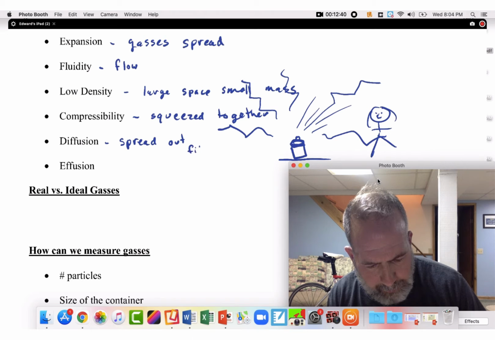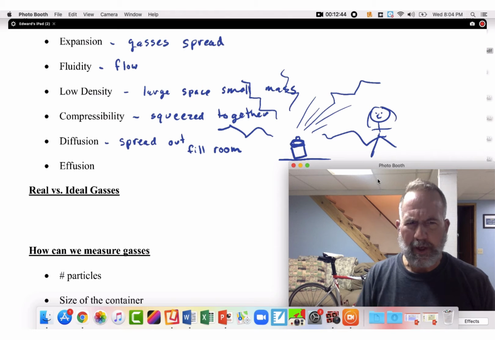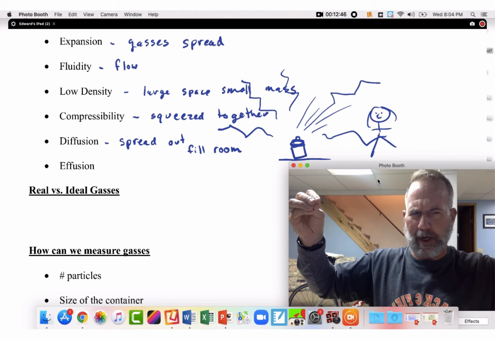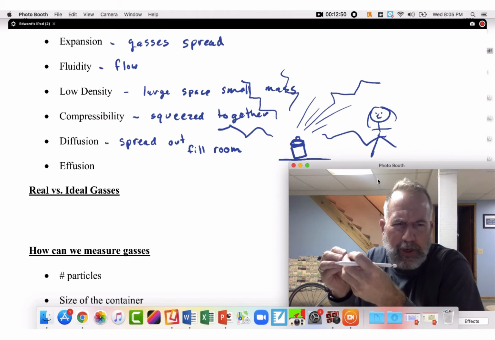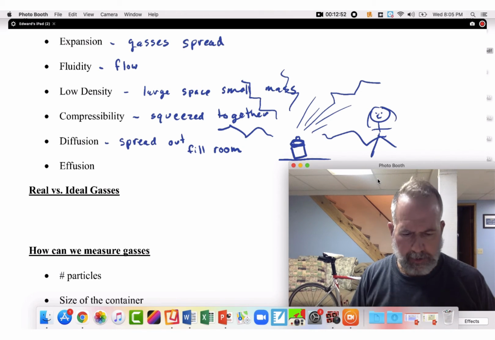They spread out and fill the room. And we usually think of that as a different kind of particle. We said gas particles will spread apart anyway, but you think of something that you can actually tell the difference. Maybe there's a different gas in there and it spreads out.